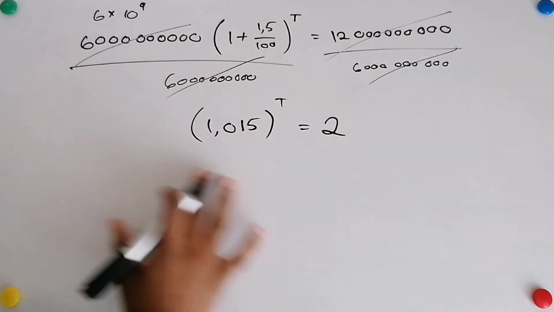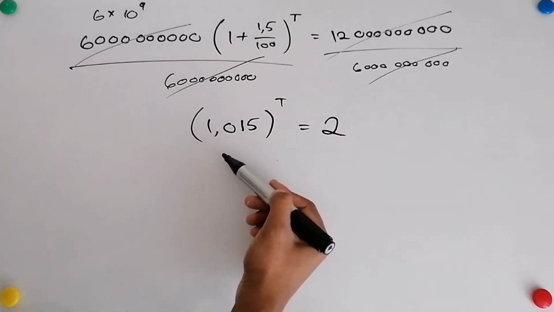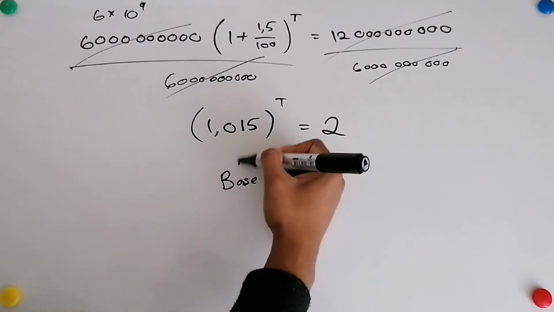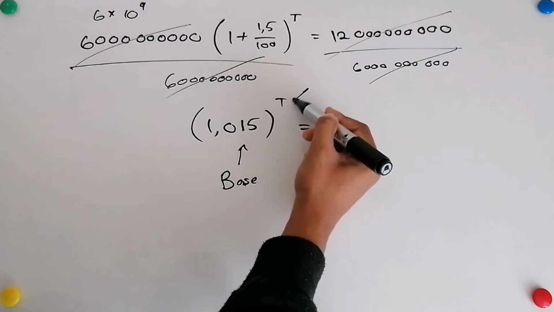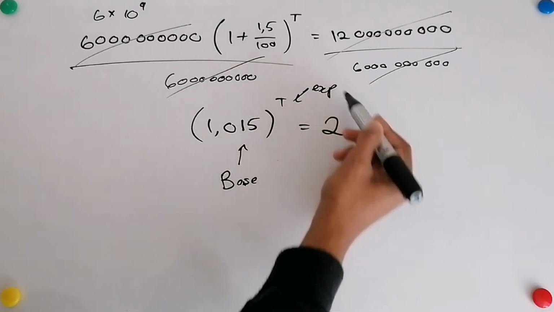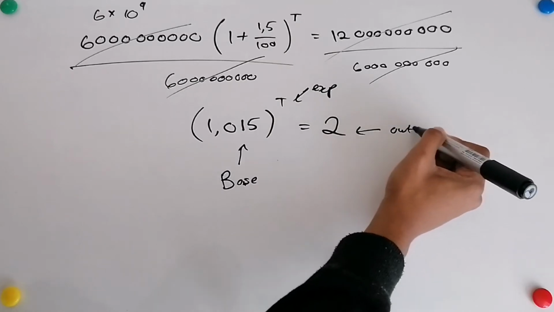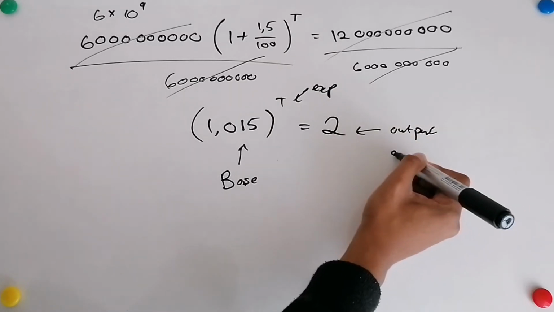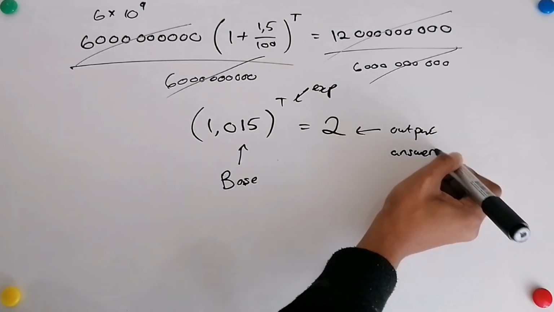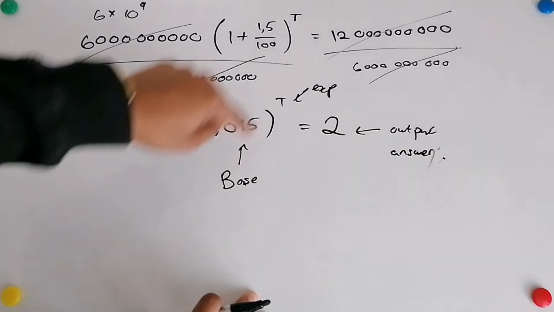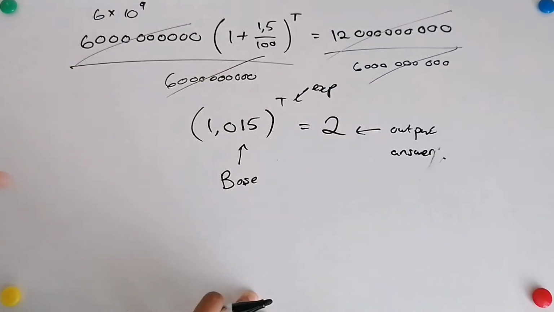Now you need to solve this equation. We have a base. This is our base, t is our exponent, and 2 is, I guess, the output answer. I'm going to call it the output answer. So we have a base to the power of an exponent, and that's equal to 2. We can solve this using log.